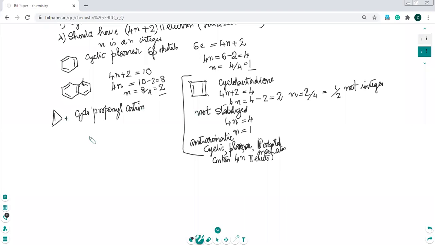So let me draw the structure. Let me draw the planar ring. See, here is a double bond. That means you have a p orbital here, and an empty p orbital here. There is one electron here, and they will interact. They will form a pi bond. See here. This will form a pi bond. What about this one? This is empty. That is empty.